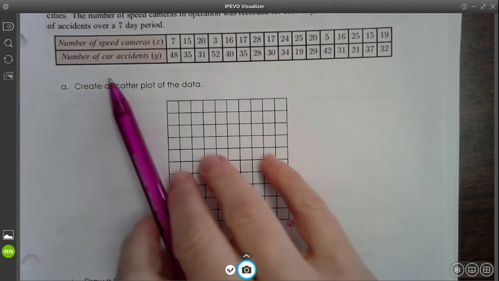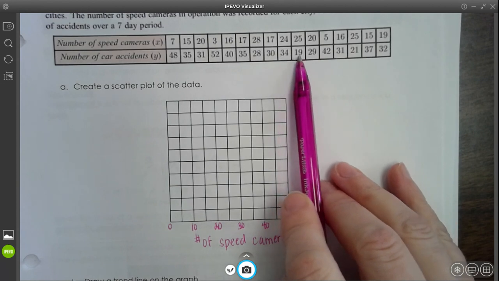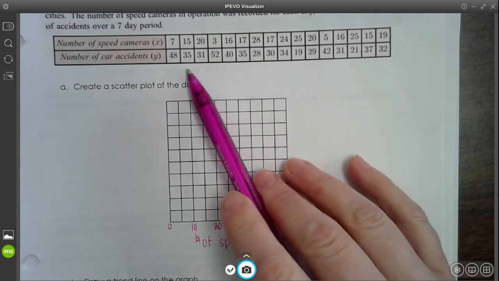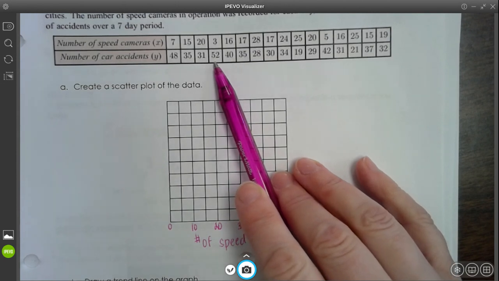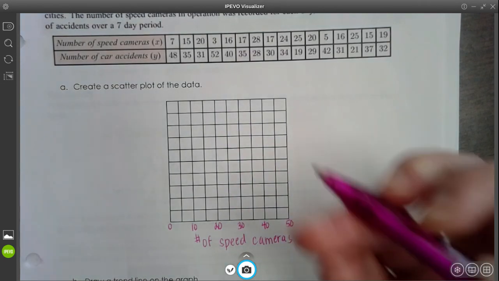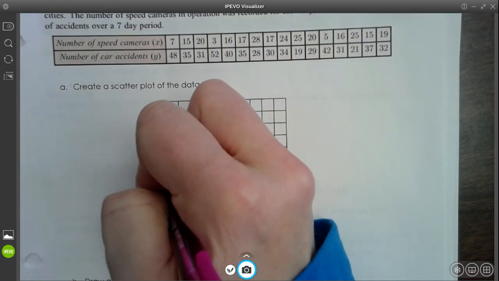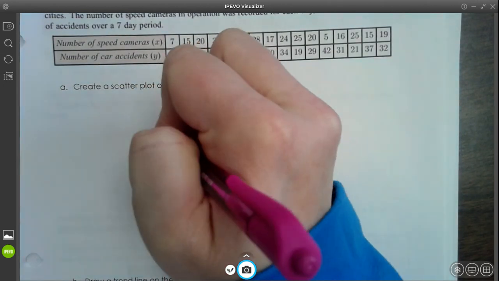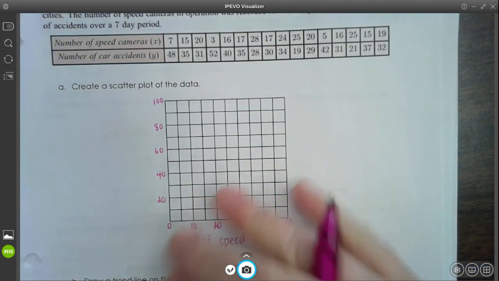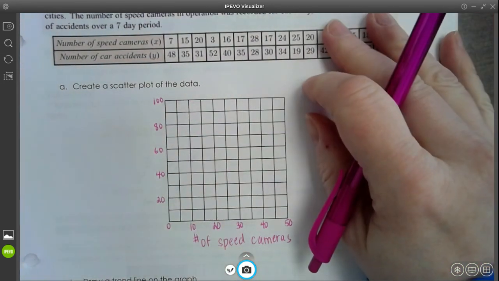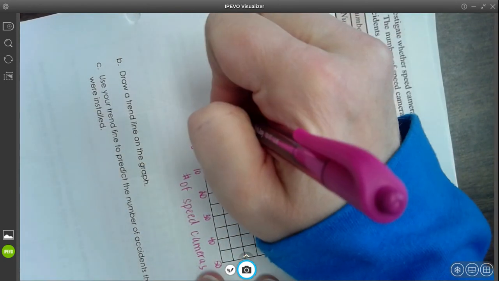All right, now I've got number of car accidents, and you can see that the smallest number that we have here looks like 19, and the highest number that we have is about 52. So I definitely need to get up to that number. So I'm actually going to count by tens here. So this will be 10, 20, 30, 40, 50, 60, 70, 80, 90, and 100. Okay, make sure that you're labeling your intervals so I know what you're counting by. Okay, and then we're going to label this as the number of car accidents.